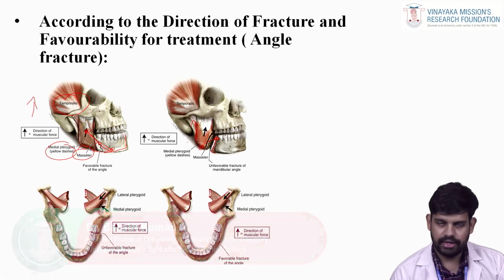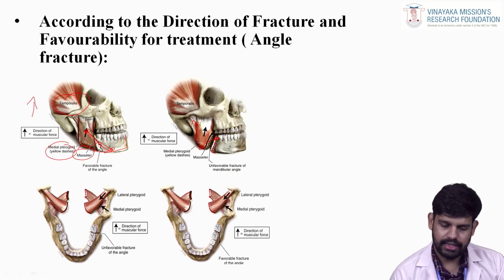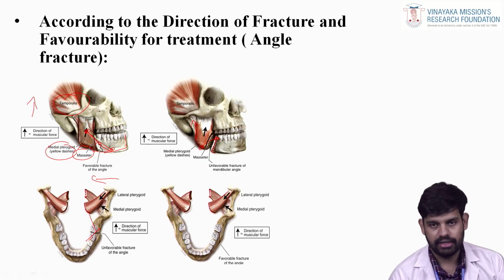The same goes for vertical favorability, where we have to see from the occlusal view. In occlusal view, if the fracture line is superior posteriorly and inferior anteriorly like this, then it is unfavorable, because this fragment will get pulled by the lateral pterygoid and medial pterygoid towards the medial side, making fracture reduction difficult.